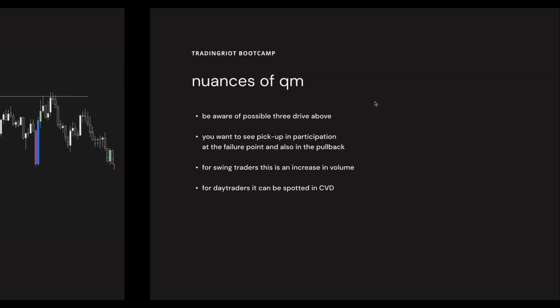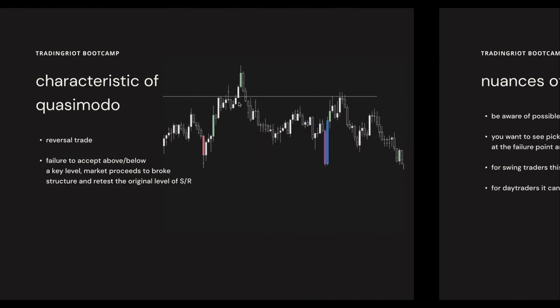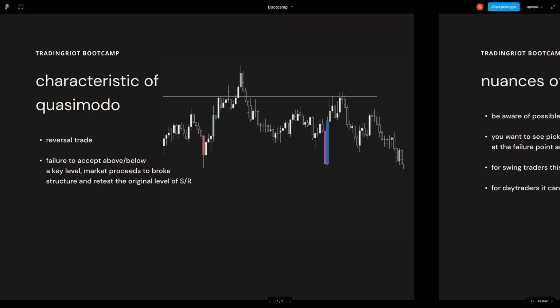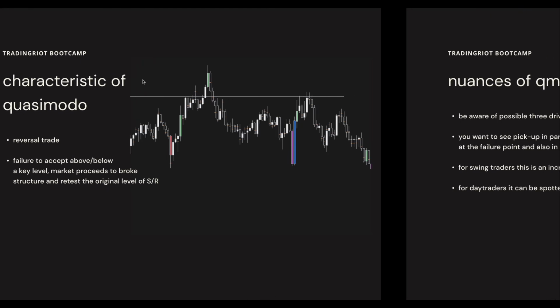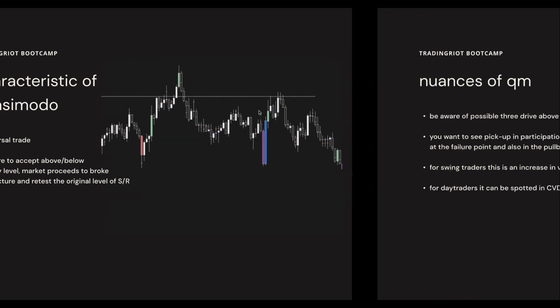The nuances of QM: you need to be aware of possible three drives. This is something that can always happen, and this is where the long-term probabilities in trading come into play. The market can make one more drive here, although you can see that here is a small three drive into the high, so this is pretty good, but it will happen often. It happens to me often when I trade these. The market will just make one more drive higher, make a failed swing at the high and then fail. So you need to either bail on the trade or just re-enter if you get stopped out.